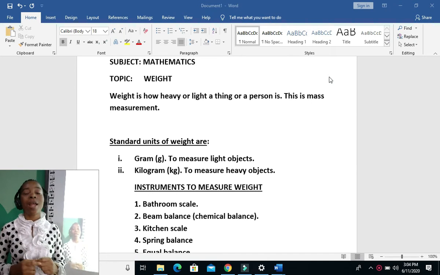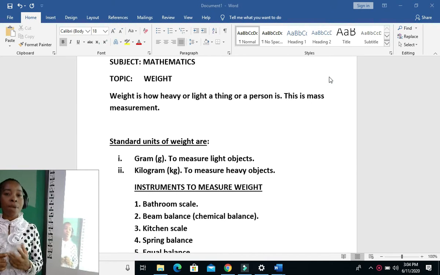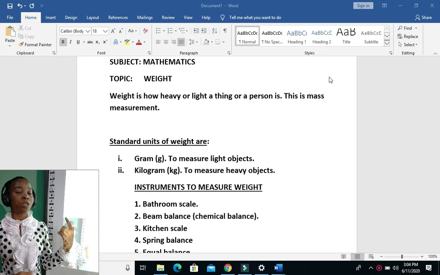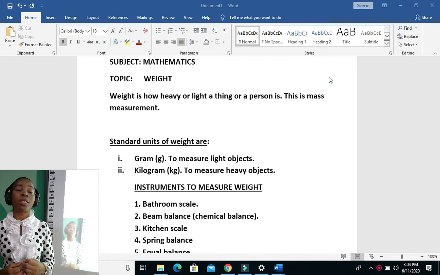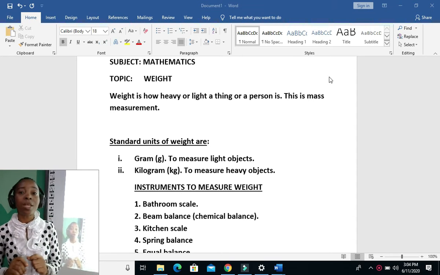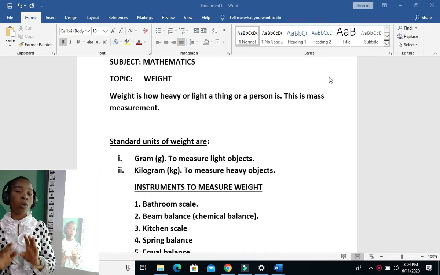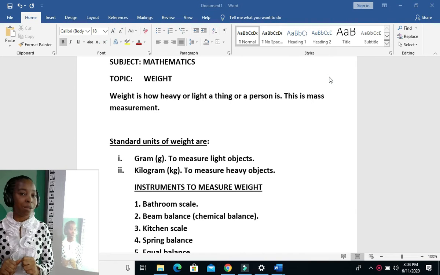All right, as we're proceeding today, remember last week we had a lesson on mathematics. So today we are taking another mathematics lesson. And what are we looking at today? It is called weight. What do I say? Can I hear you say it?